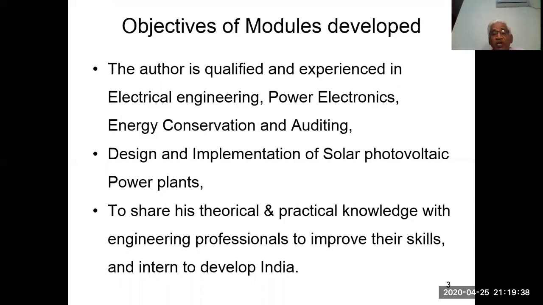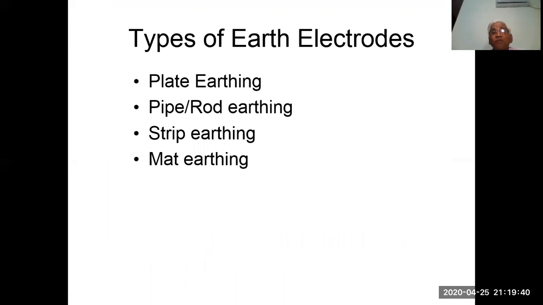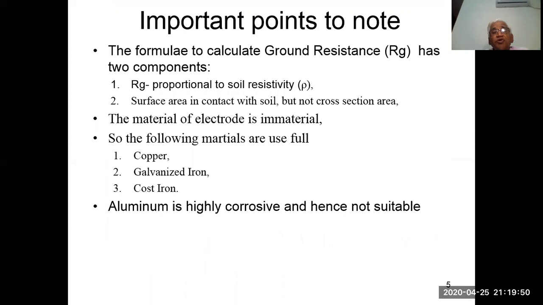Now, types of earth electrodes: we have plate earthing, pipe or rod earthing, strip earthing, and mat earthing. The important points to note: the formula to calculate the ground resistance has two components. Resistance is proportional to the soil resistivity and the surface area in contact with the soil, but not the cross-sectional area. The material of the electrode is immaterial.